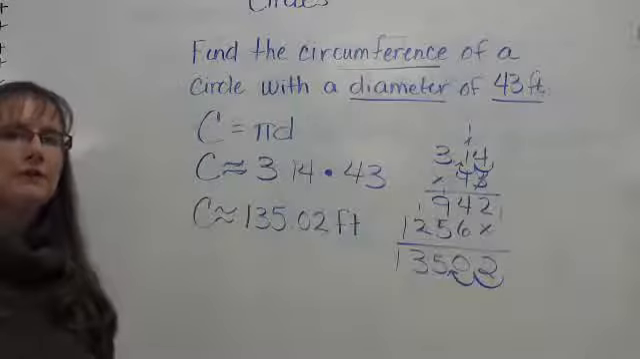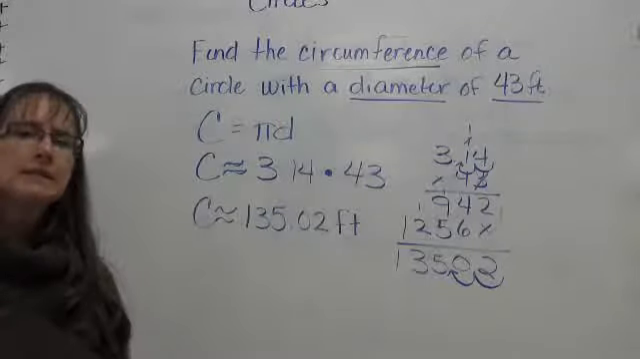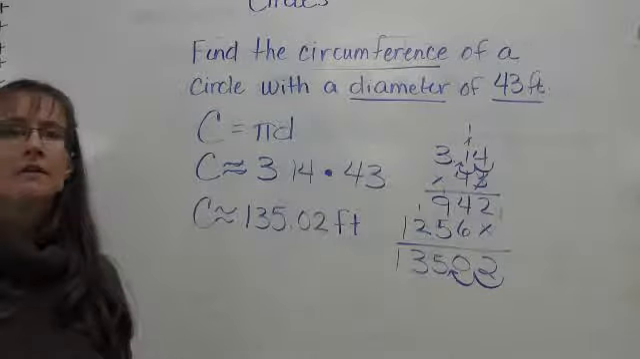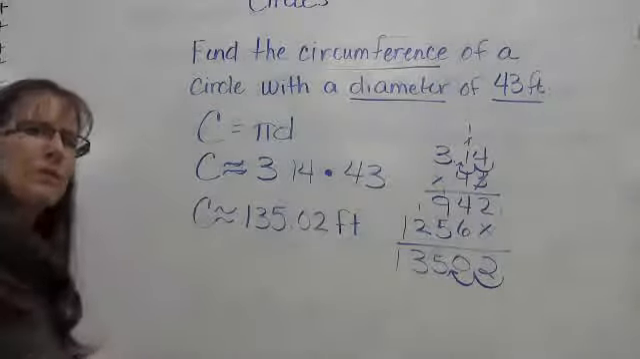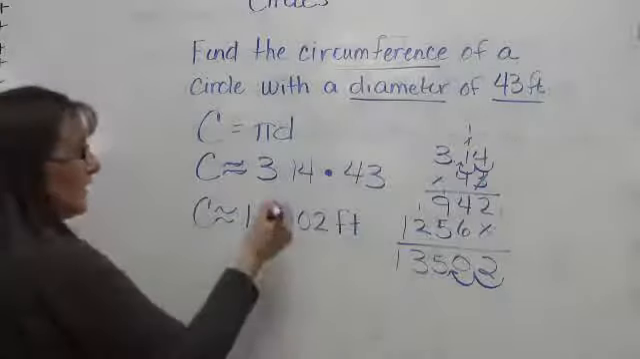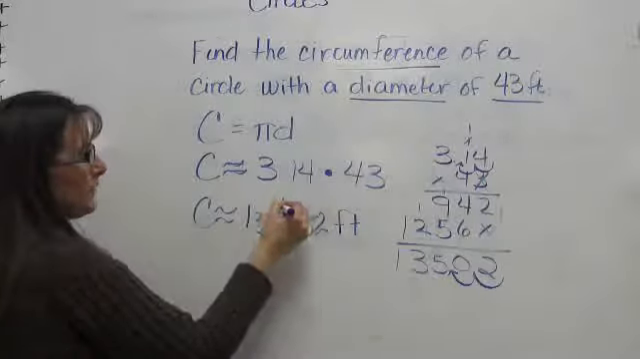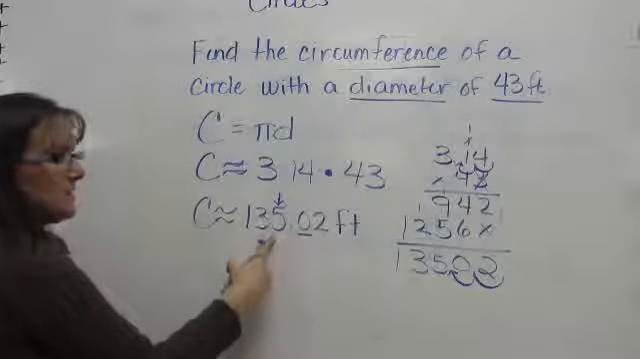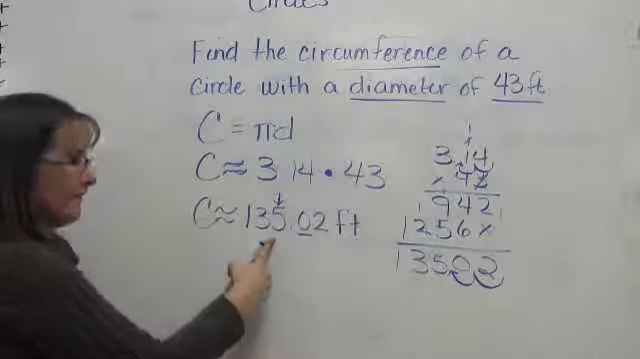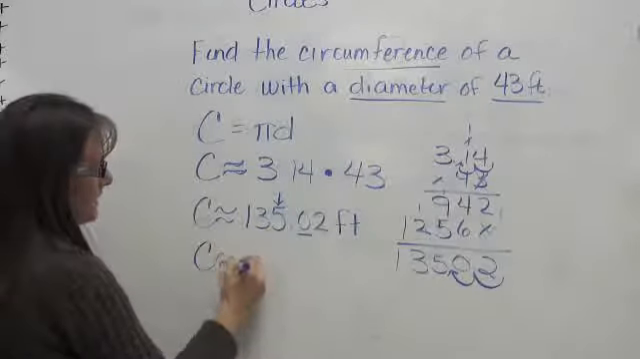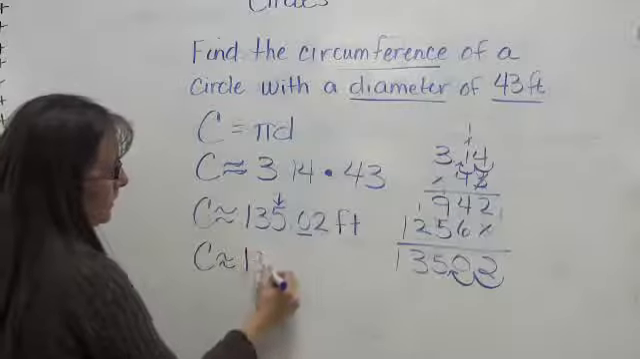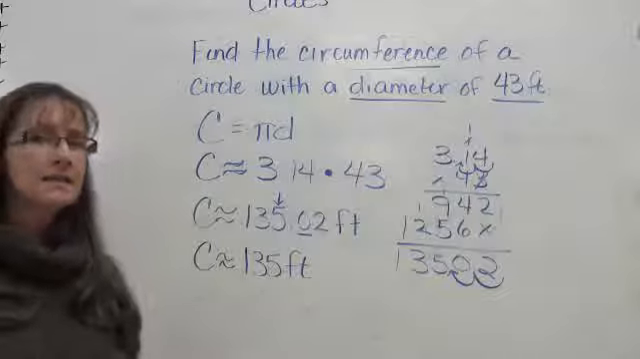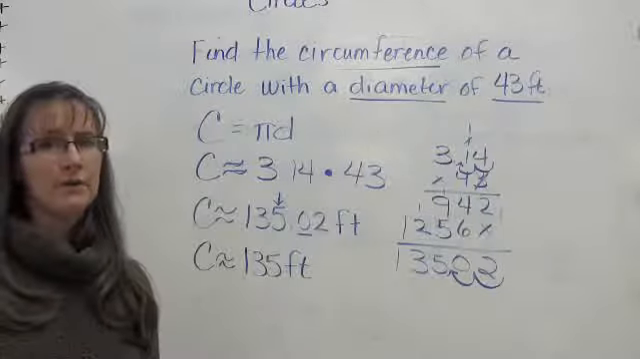Okay, one thing you need to be careful about when doing these problems is look to see in the directions. Does it tell me to round to the nearest tenth, the nearest hundredth, the nearest whole number? Let's go ahead and round this one to the nearest whole number. That means that I would be rounding it to the ones position. The 0 tells me to leave the 5 a 5. So C is approximately equal to 135 feet.